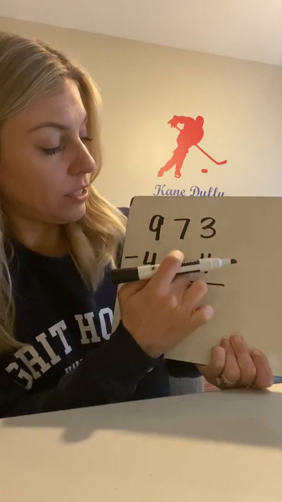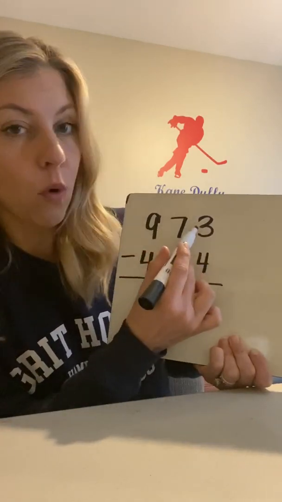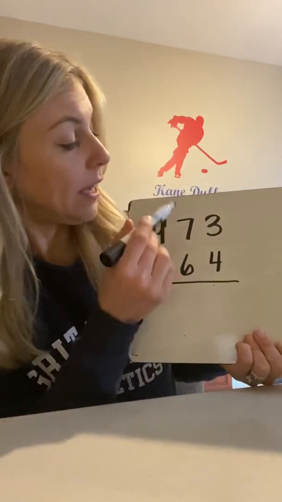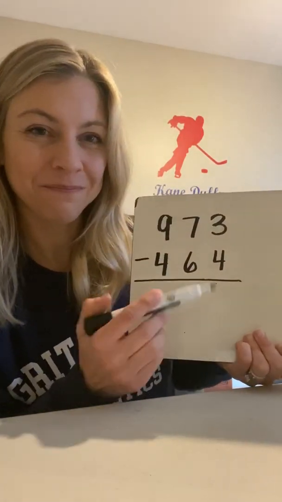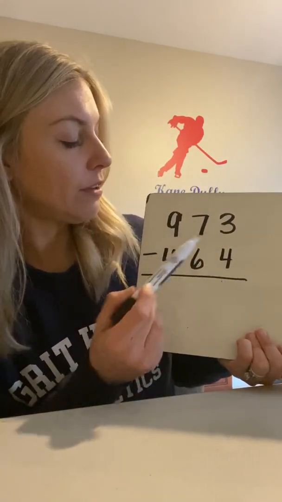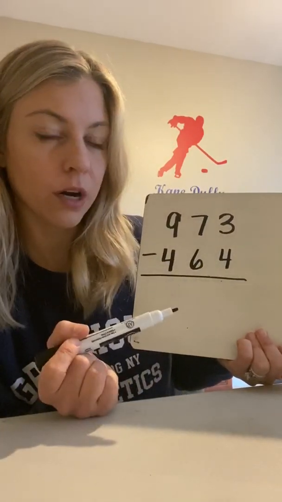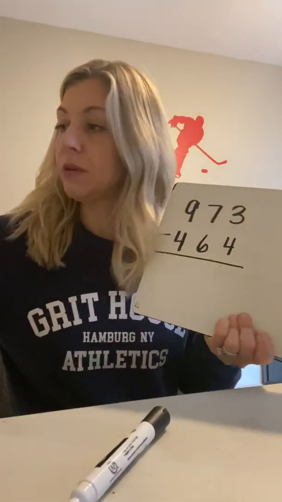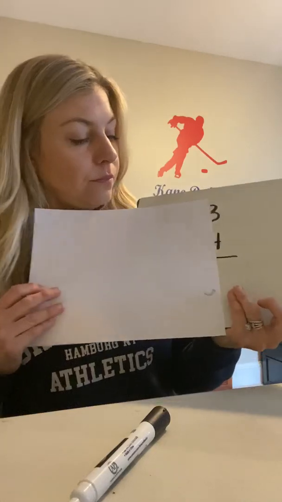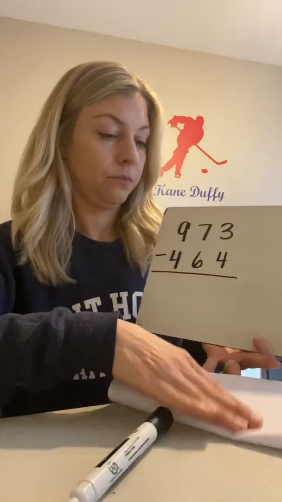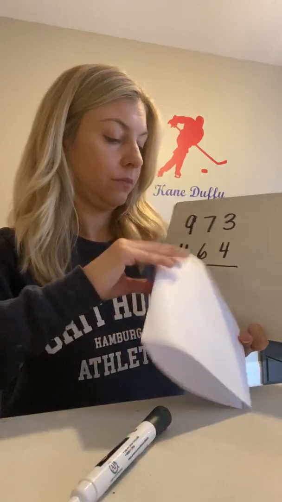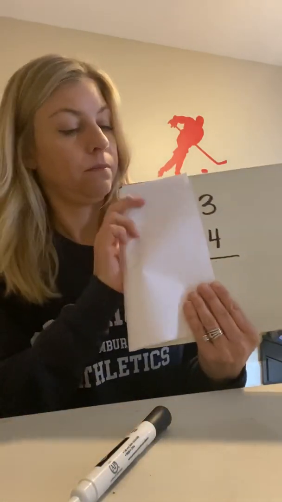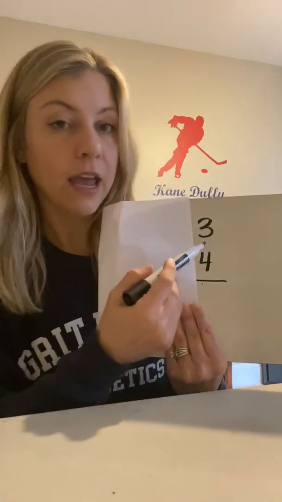Sometimes now I don't like to do that because sometimes when we move a 1 over, there's not enough room, but it's up to you. If you want to draw a line to divide your columns, you may. Okay? 973 minus 464. So let's follow the steps. Look at the ones. All right, look at the ones.